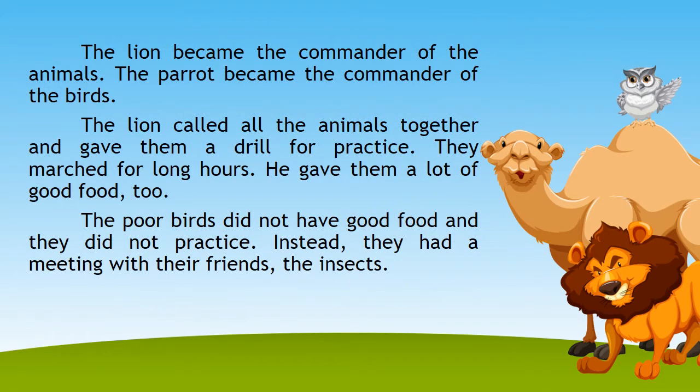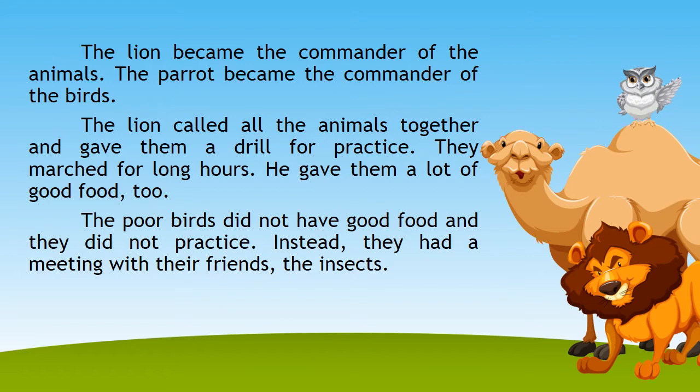The lion became the commander of the animals. The parrot became the commander of the birds. The lion called all the animals together and gave them a drill for practice. They marched for long hours. He gave them a lot of good food too. The poor birds did not have good food and they did not practice. Instead, they had a meeting with their friends, the insects.